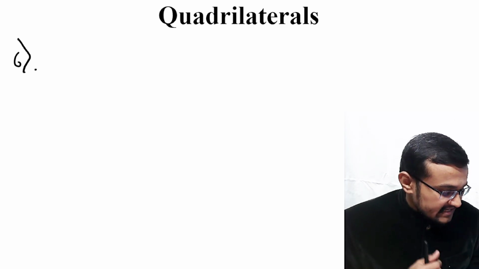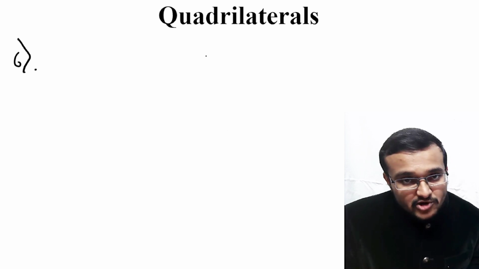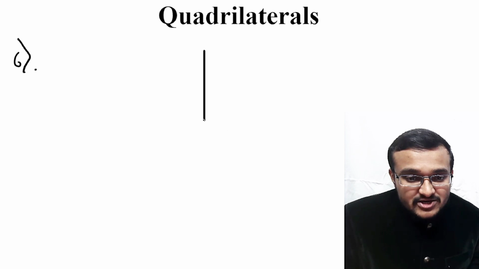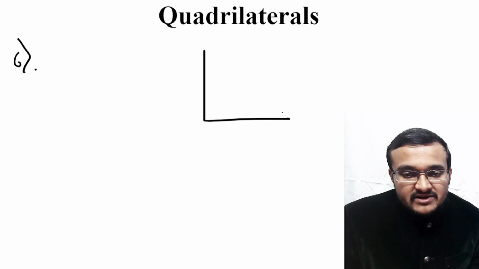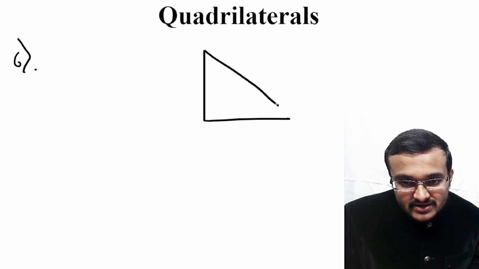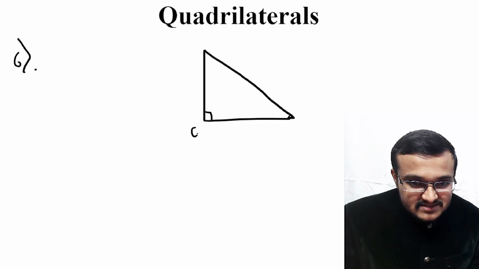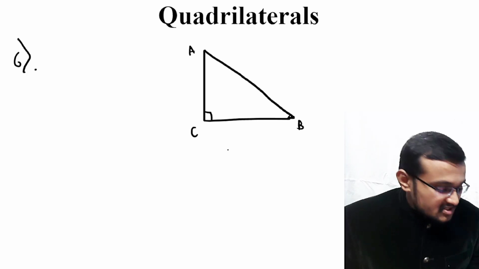So here they have given ABC is a triangle right angled at C. They have not given the diagram, so we need to read the data they have given and draw the diagram. Let us draw a right angled triangle. At C, this right angle is there, and you can name the other vertices A and B.